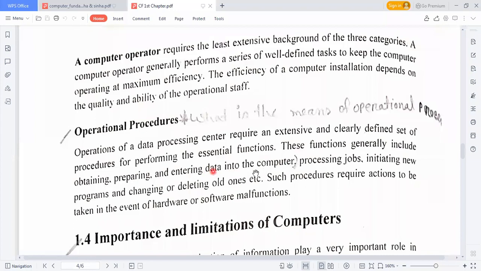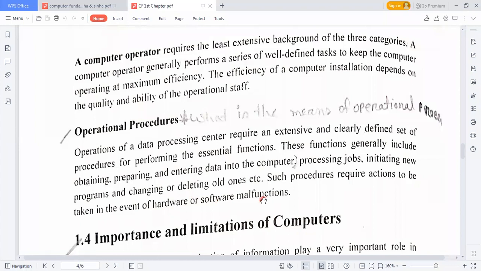Then the processing jobs: initiating new programs and changing or deleting old ones if they are not our desired program. Then we can delete or change the result. Then it will be sent back to the control unit, which makes another result for us. Such procedures require action to be taken in the event of hardware or software malfunctions.